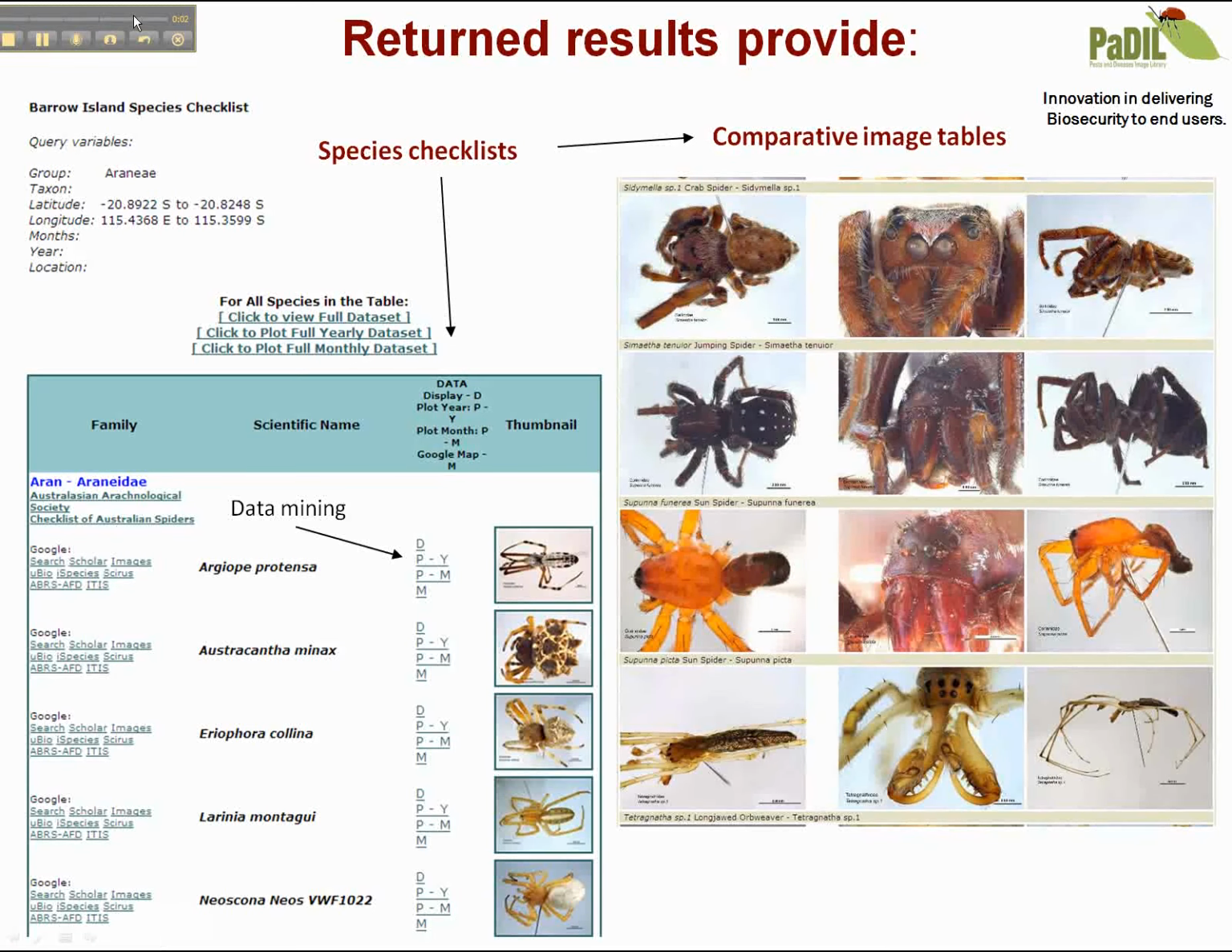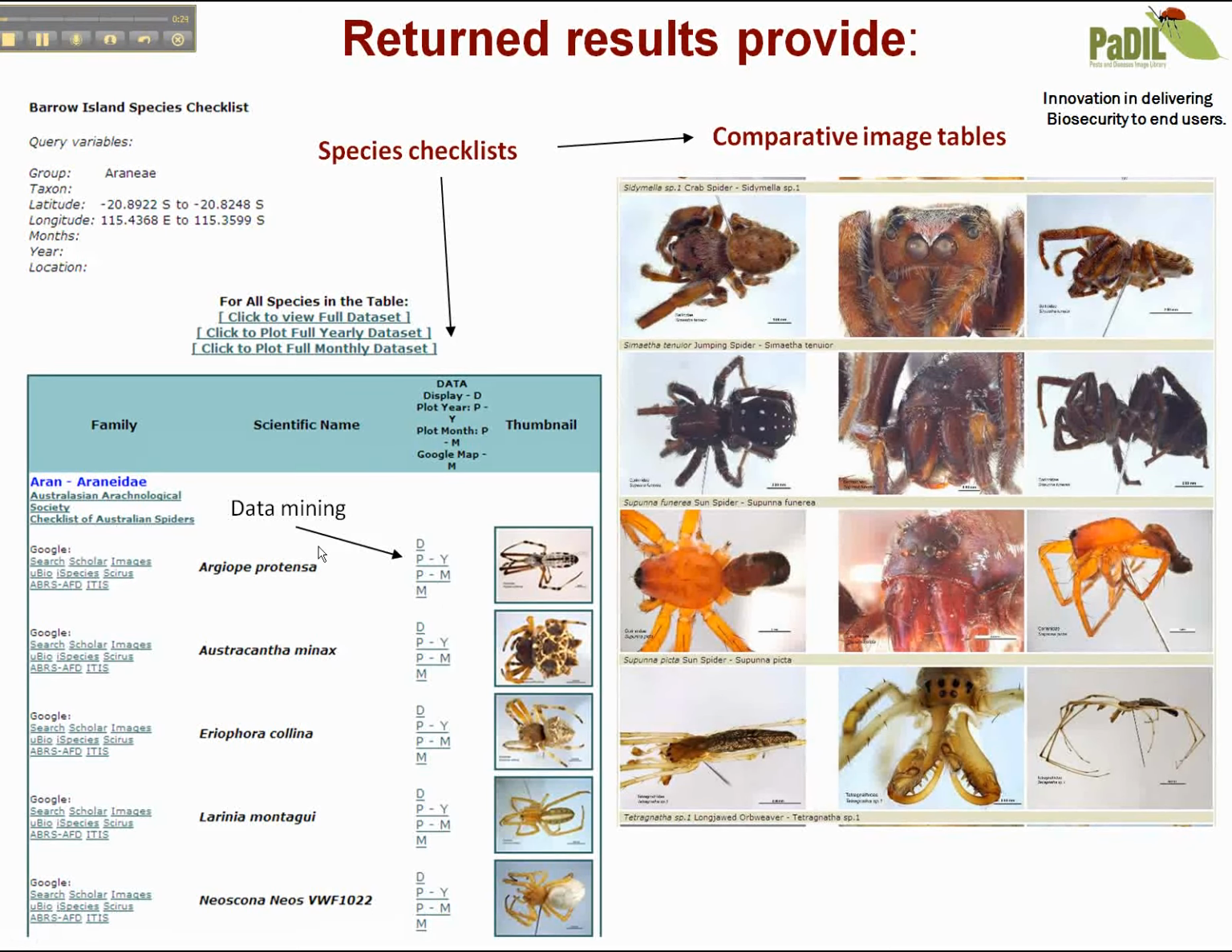Carrying on in part 2 of this video, as you can see from the spatial and taxon query on the Barrow Island dataset, it produces a checklist that you can examine the raw data. You can plot the year or the months in which it was collected. You can look at Google Maps. You can press on the thumbnail to see the full species page.